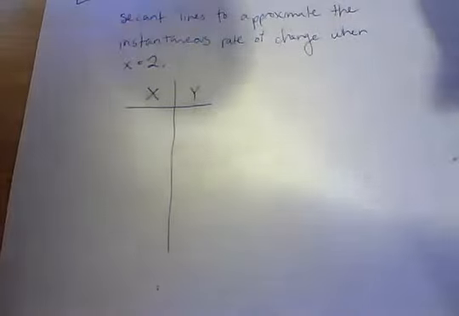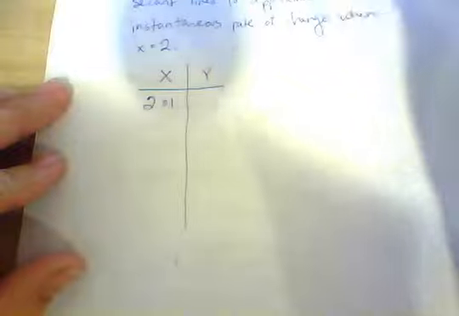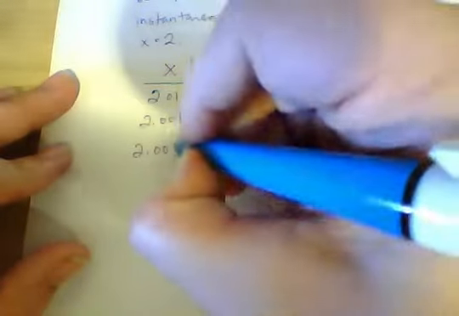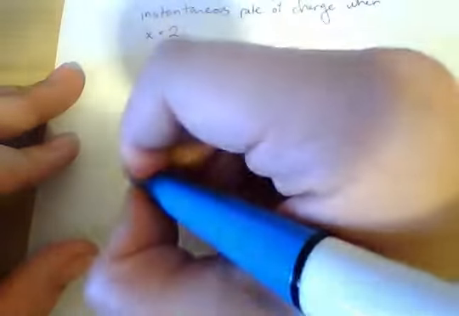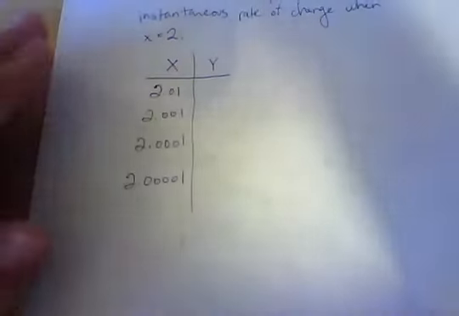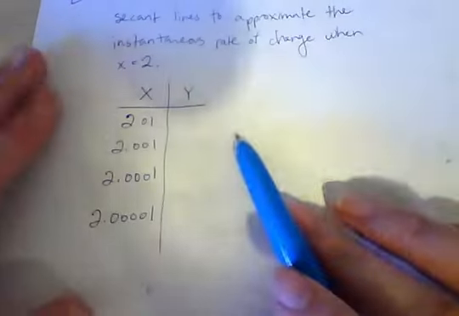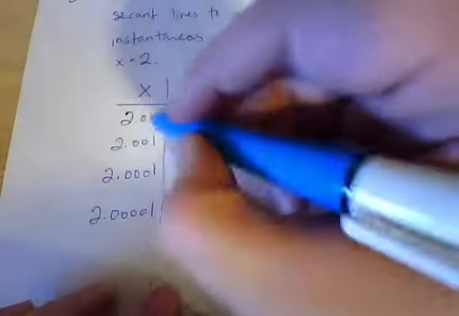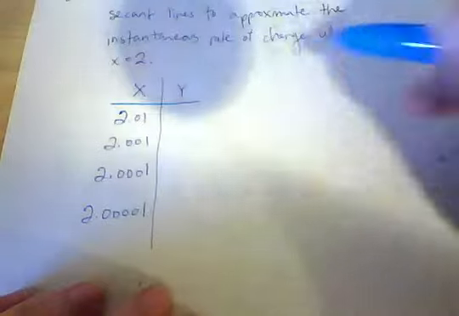If we set up a table, and again, we want to pick points that are very, very close to 2. So let's pick points like 2.01, 2.001, 2.0001. Okay, let's do one more. 2.00001. And we plug these in for x. We're going to find out some pretty cool stuff.